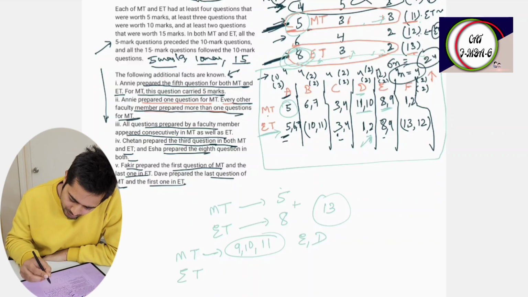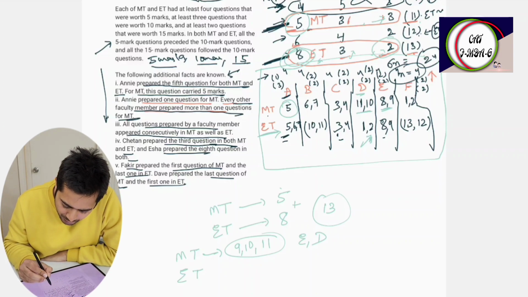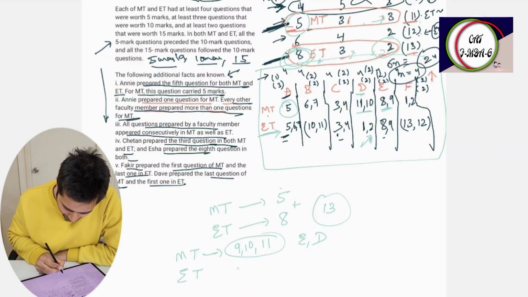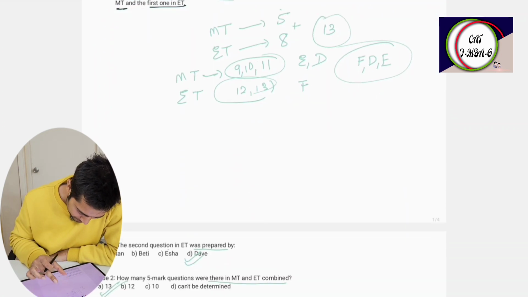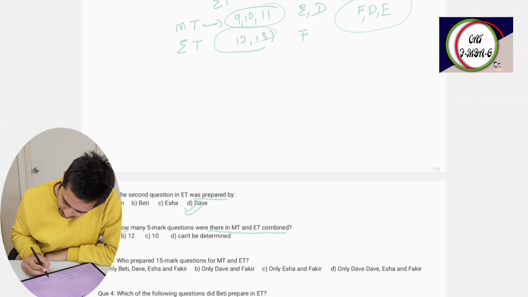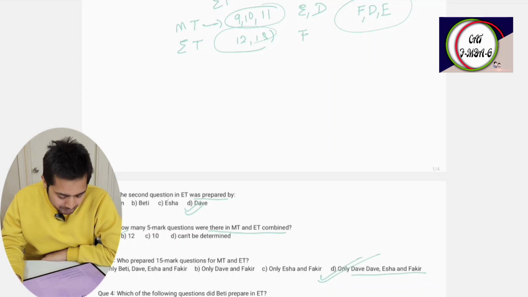In the end term, the 15 marks questions are the last two questions. So 12 and 13. Who is preparing these? Fakir. So F, D and E. This should be the option. Only Dev, Esha and Fakir. Option D is the right answer.